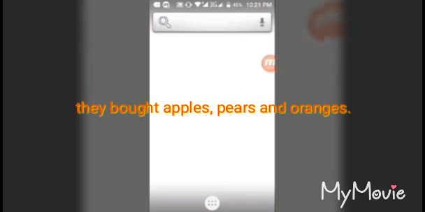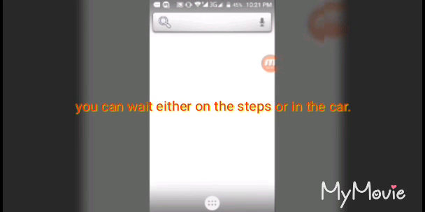Other examples of conjunction are, they bought apples, pears, and oranges. The second one is, you can wait either on the steps or in the car.